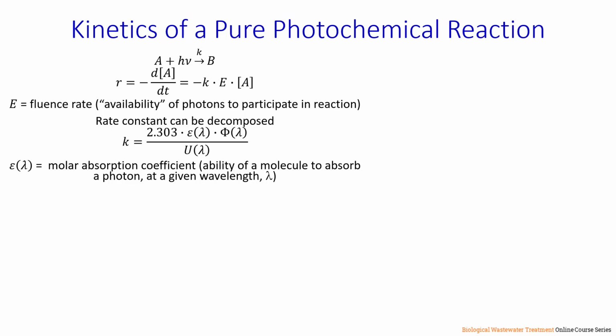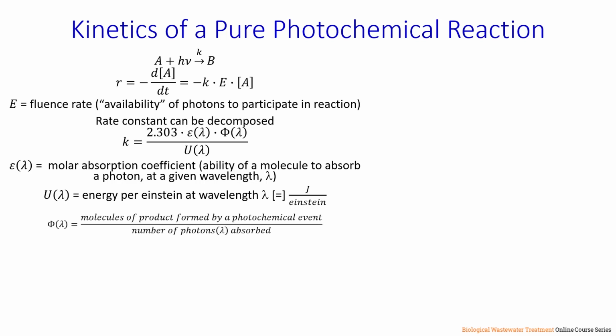The physical interpretation of that is a representation of the availability of a molecule, in this case A, to absorb a photon at a given wavelength, in this case lambda. So it describes the ability of a molecule to absorb photons. The next parameter in the equation that appears here in the denominator is the energy per Einstein at a wavelength, and that's described in the previous lecture.